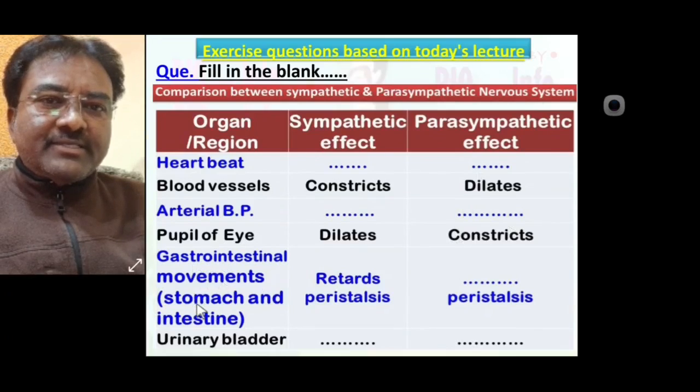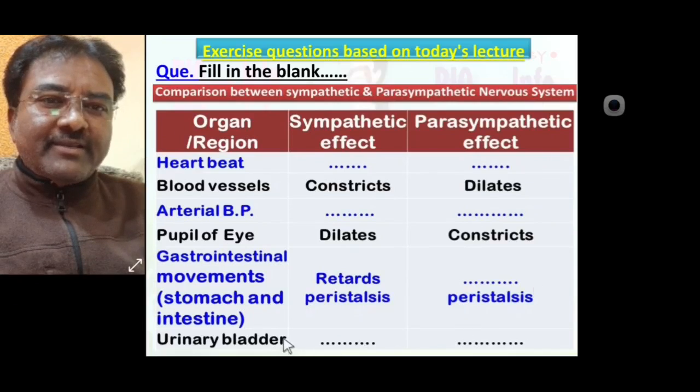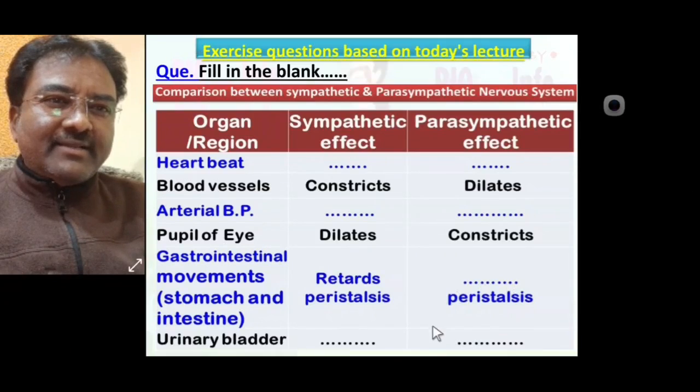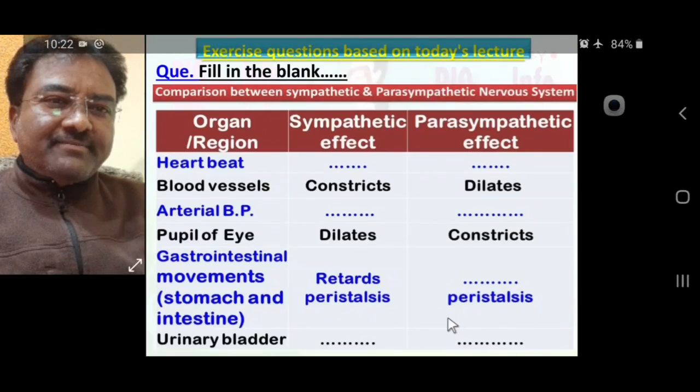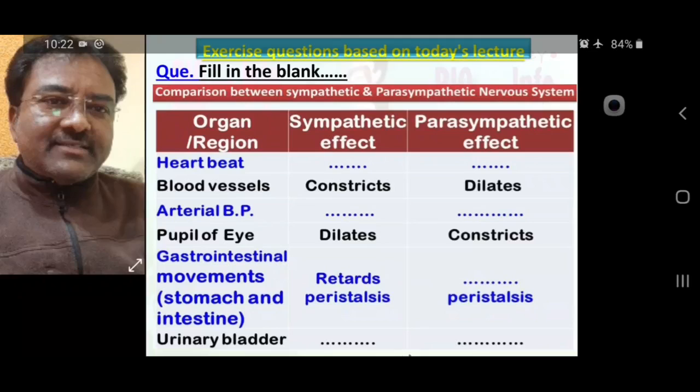Here gastrointestinal movement of the stomach and intestine retards peristalsis, while gastrointestinal movement of stomach and intestine accelerates peristalsis. So this is the difference between effect of sympathetic and parasympathetic nervous system. Urinary bladder: sympathetic effect relaxes urinary bladder. Parasympathetic nervous system contracts urinary bladder.